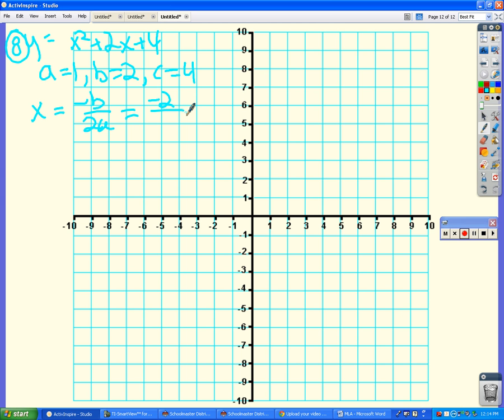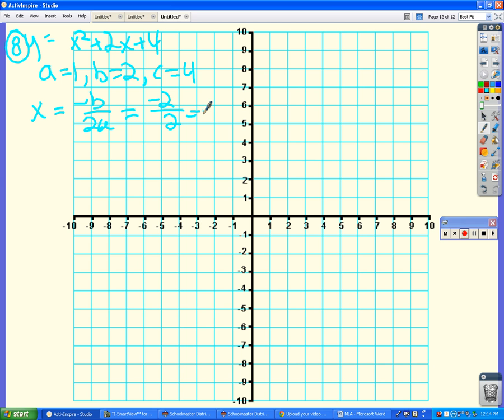A is not 1, it's 0.5 actually. What are you smoking? You're looking at number 9. Silly boy, we're on number 8. Don't make fun of me.